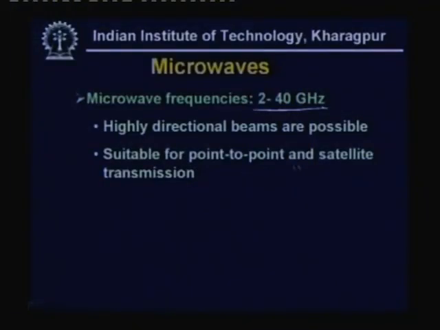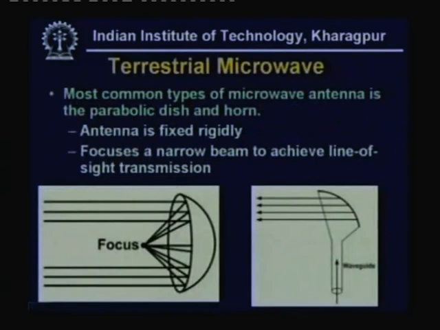That means you can send a highly directional beam from the transmitter towards the receiver, and you can have point to point communication, and that is why it is very suitable for point to point and satellite transmission. For that purpose we usually use two different types of antennas. As you can see here, this antenna is known as a horn antenna.